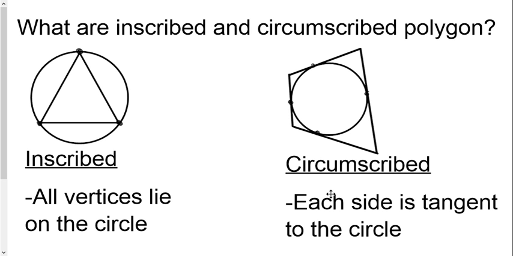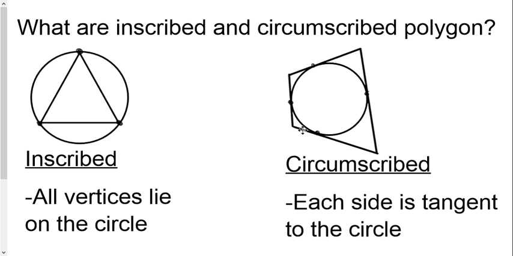So what is an inscribed or circumscribed polygon? An inscribed polygon is any polygon where the vertices of that polygon are on the circle. So here I have this triangle. You can call it ABC, you can call it whatever you want. All the corners of the triangle are on the circle.